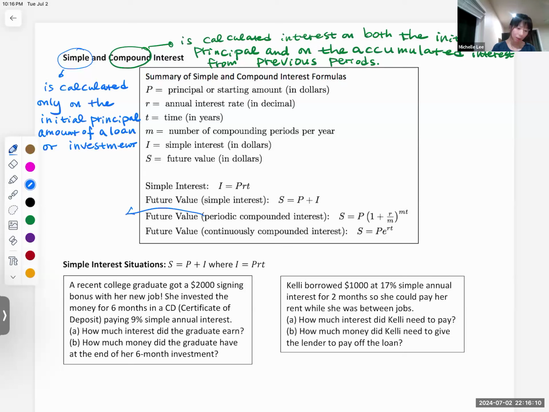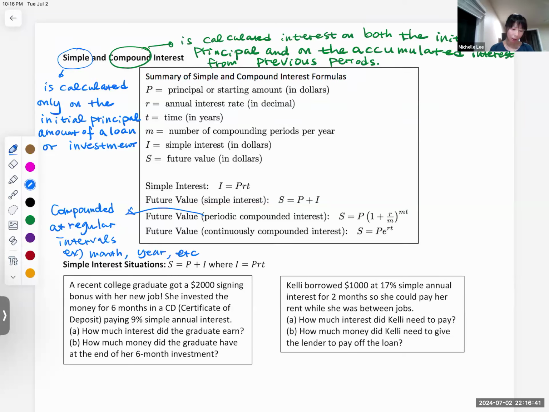So periodic, compounded at regular basis, intervals. So for example, month or year, and so on, right?